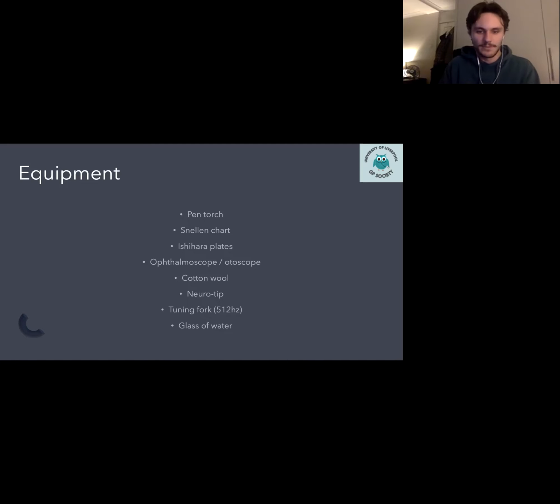Ophthalmoscope and otoscope might be useful. Some cotton wool to test sensation, a neurotip as well, and a tuning fork are much more likely to be present in there. So they're your 3 key pieces of equipment. A glass of water, again, could be useful, as we'll see later as we get onto the exam.